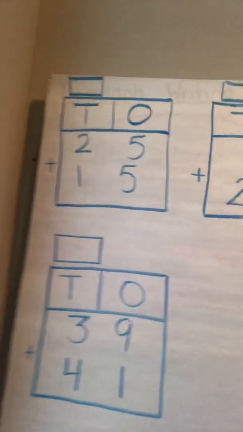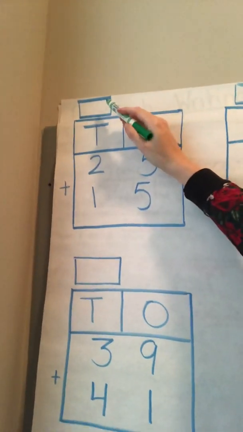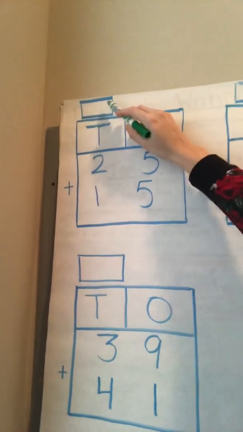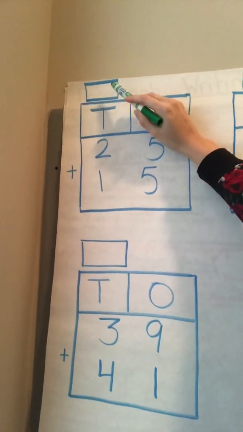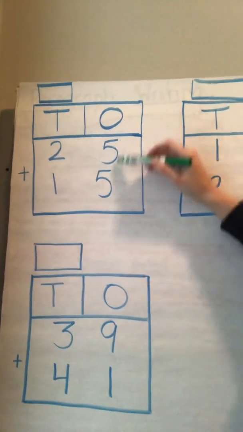This week we're going to be introducing something called carrying or regrouping. If you notice, when we are adding using our tens and ones blocks this week, we have an extra little box at the top above our tens place. That's where we're going to put our extra 10 that we get when we add our ones place first.